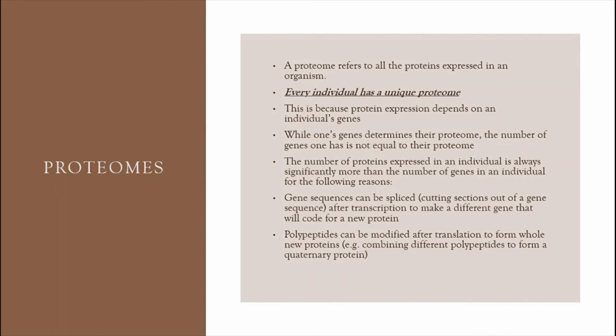Another factor that contributes to why the number of proteins that we have is more than the number of genes we have is because polypeptides can also be modified after translation to form a whole new protein. We've talked about quaternary structures and how different polypeptides can link together to form a whole new protein. So we can see how that would be a reason for why the number of proteins we have is actually more than the number of genes we have. There are a number of different modifications that can be made to make whole new proteins without necessarily having the same number of genes.